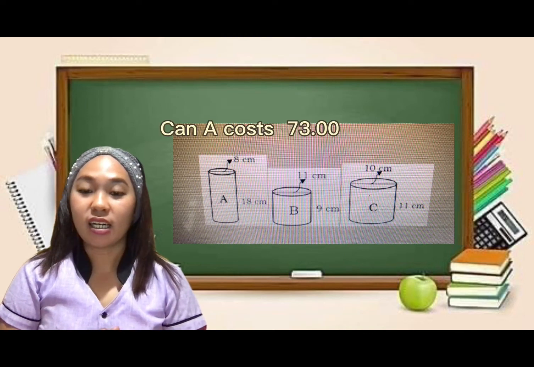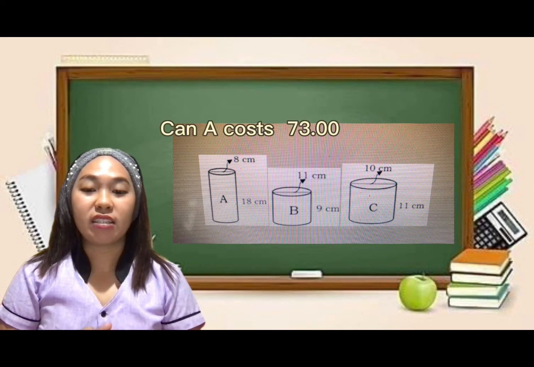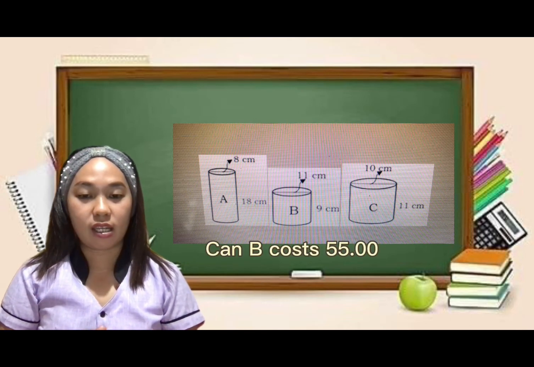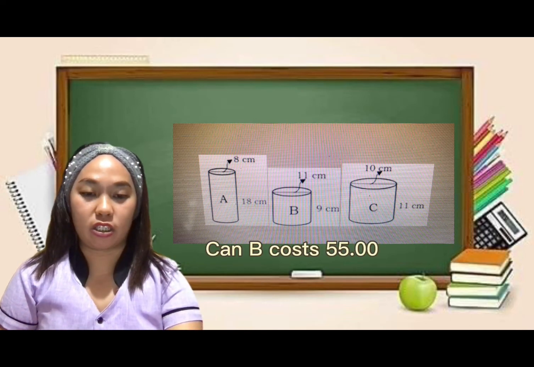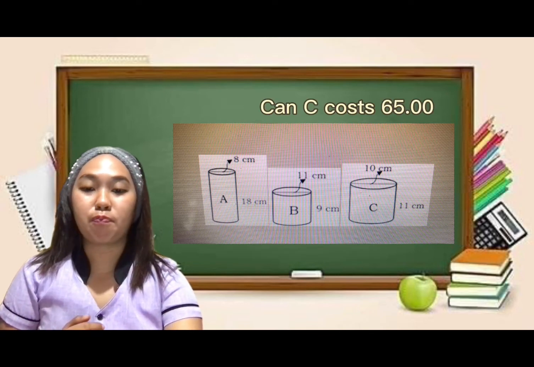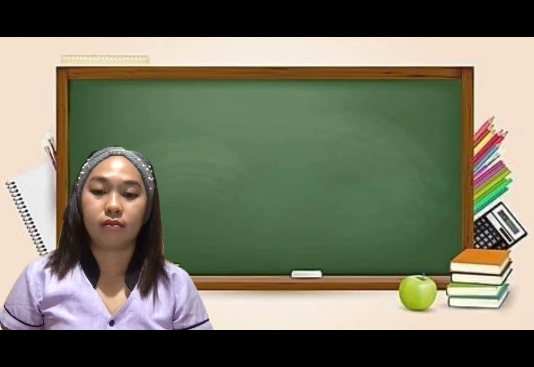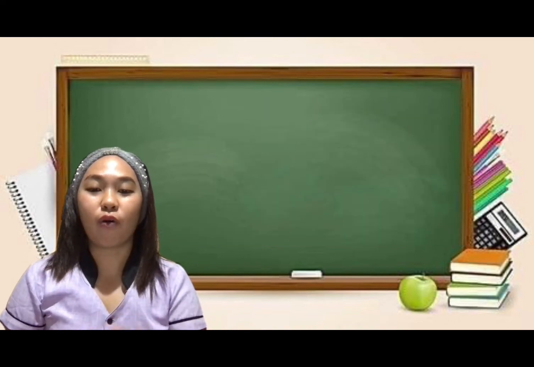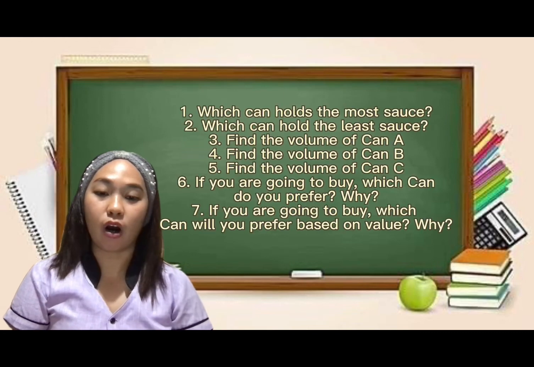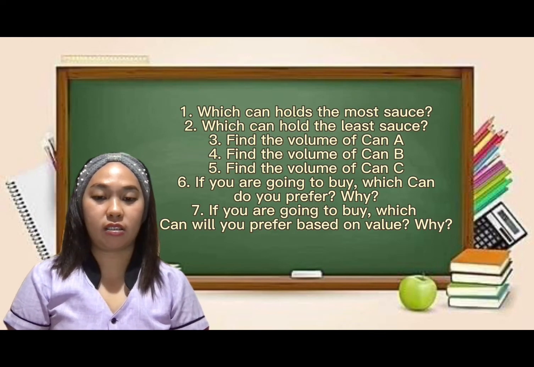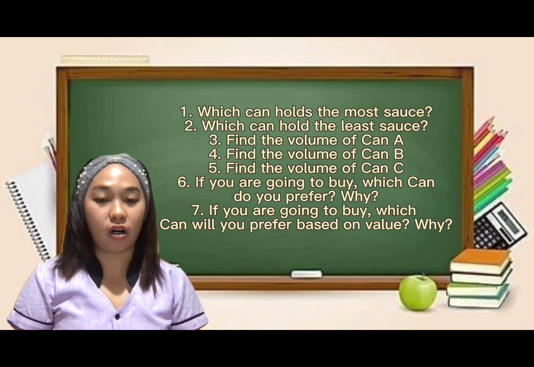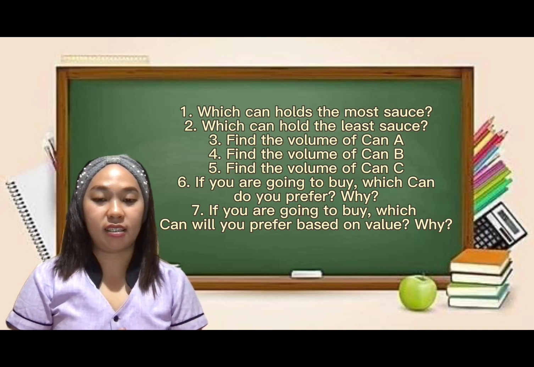Can A costs 73 pesos. Can B costs 55 pesos. And can C costs 65 pesos. Okay, we need to answer this. Number 1. Which can hold the most sauce? Number 2. Which can hold the least sauce?